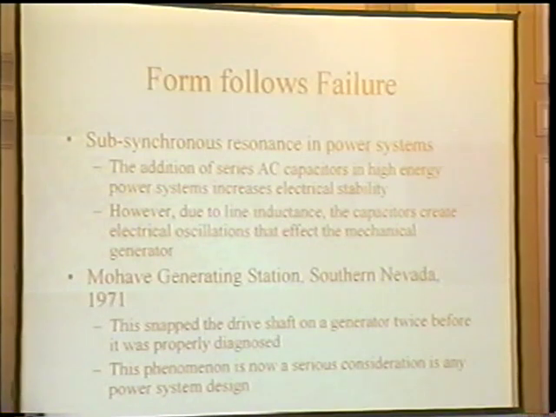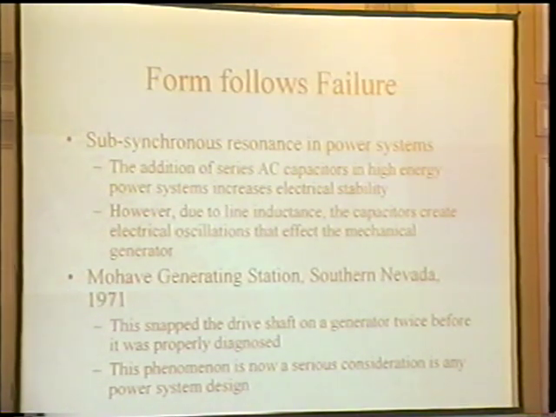If you're familiar with power systems, you know that they use AC capacitors to stabilize the power in the grid. There's this thing called subsynchronous resonance, and what it is, because of some induction in the line, oscillations will get created in the capacitor, and they'll travel throughout the whole system. Now, nobody thought that would be a big deal, but actually, at this power generating station in southern Nevada, it snapped their shaft on their generator. The oscillations actually fed back through the system, became a physical effect on the generator, and actually snapped the shaft in half.